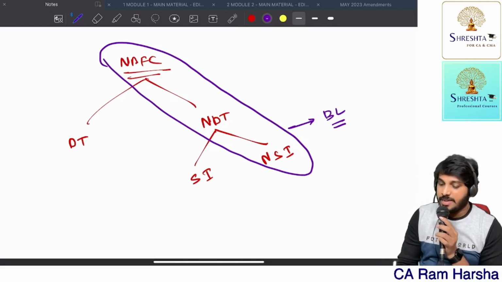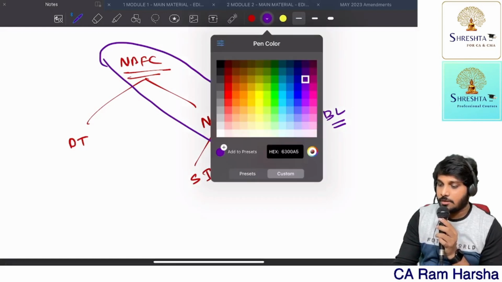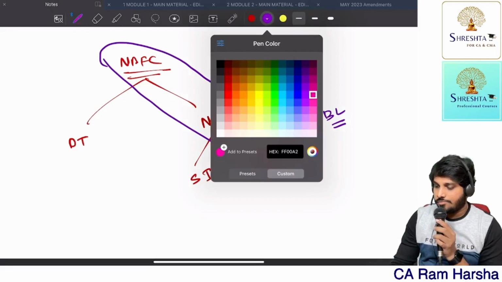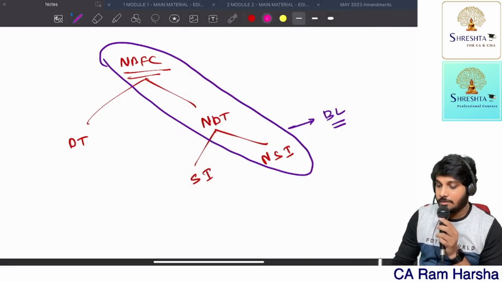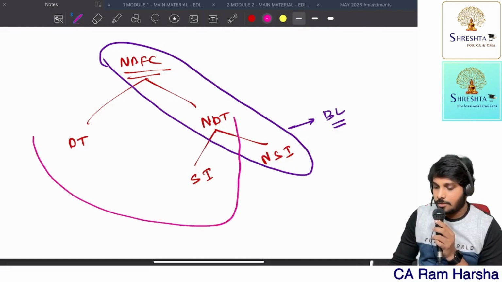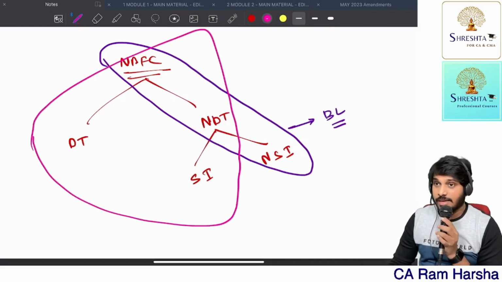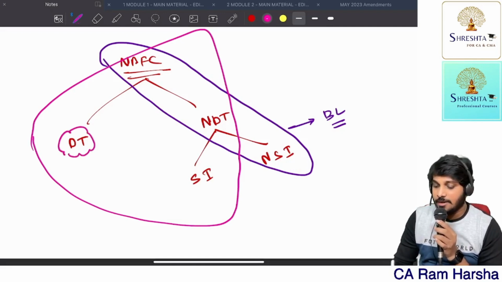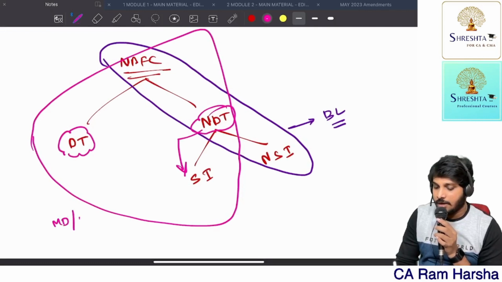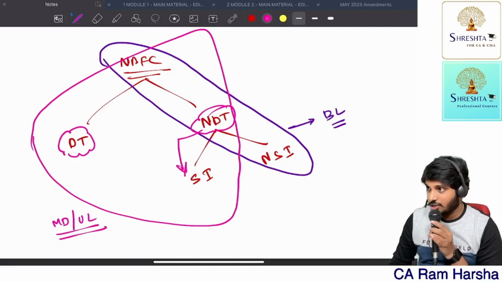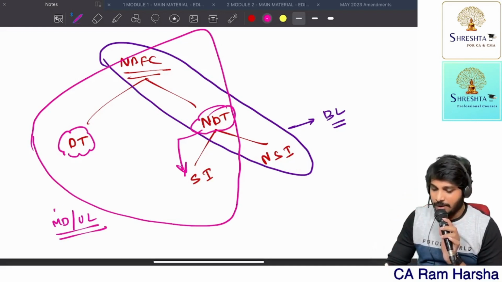Whereas this one, NBFC, it may be deposit taking or non-deposit taking, but systematically important. They are treated as either middle layer or upper layer based on certain monetary norms, based on some criteria. Either they come under middle layer or they come under upper layer.